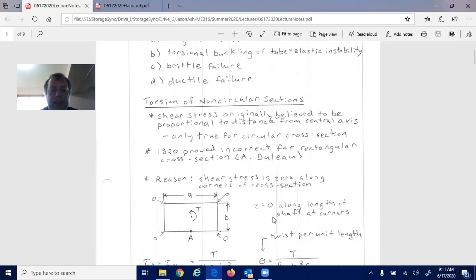With that, we can define the parameters for, say, a rectangular beam with a torque T applied to it, a width A and height B. And the maximum shear stress is going to occur at the midpoint of the longest side.